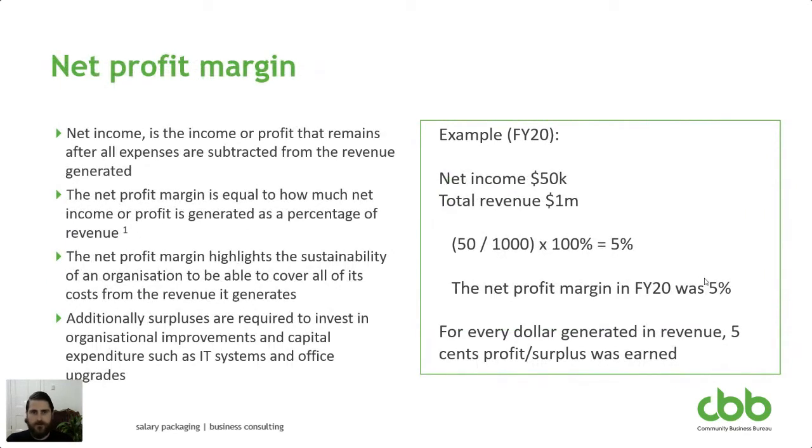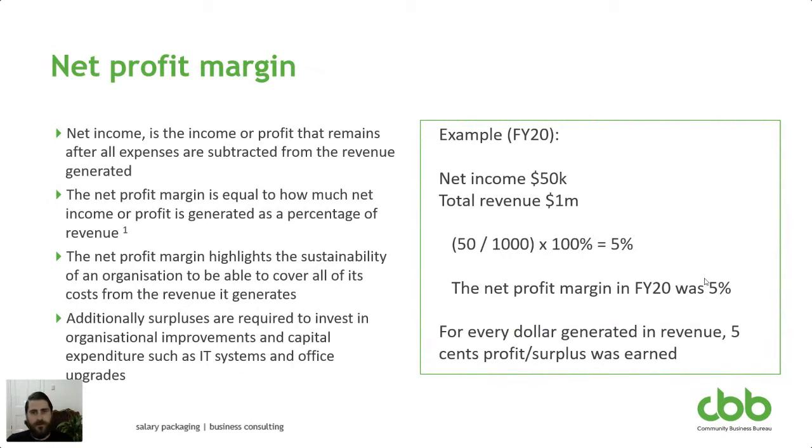The net profit margin. So net income is the income or profit that remains after all expenses are subtracted from the revenue generated. The net profit margin is equal to how much net income or profit is generated as a percentage of revenue. The net profit margin highlights sustainability of an organisation to be able to cover all of its costs from the revenue it generates. Additionally, surpluses are required to invest in organisational improvements and capital expenditure, such as IT systems and office upgrades.